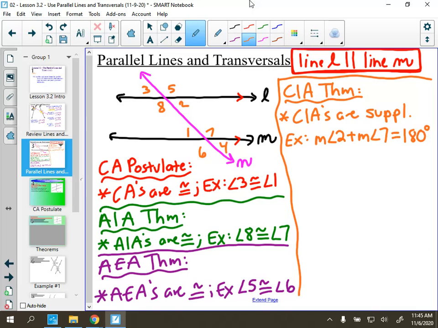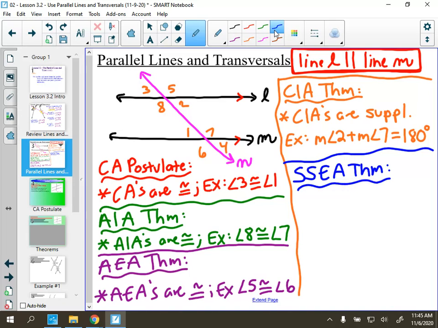What are we thinking on this last one? Where are we going with this? Last one, our same side exterior angle theorem says what? That same side exterior angles are supplementary. It's that same deal. Look at angle 3 and angle 6. They fit our definition of same side exterior. All right, 3 and 6.